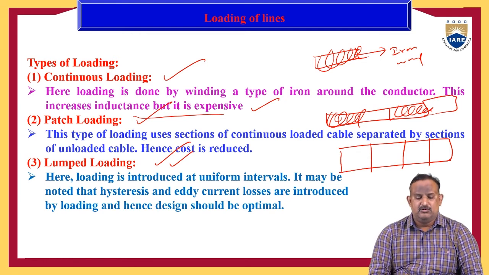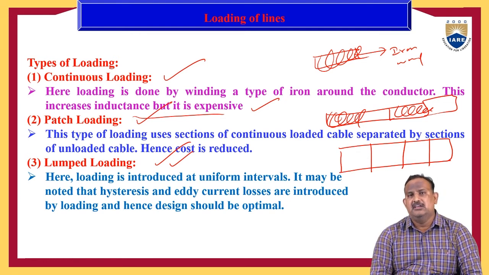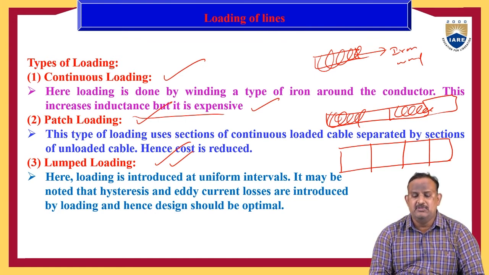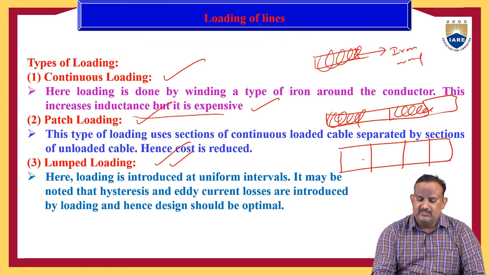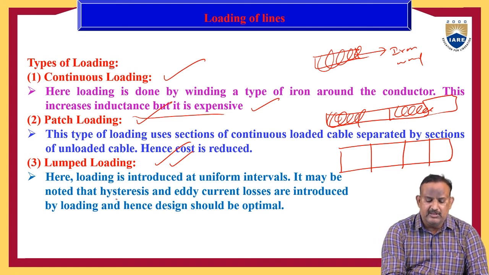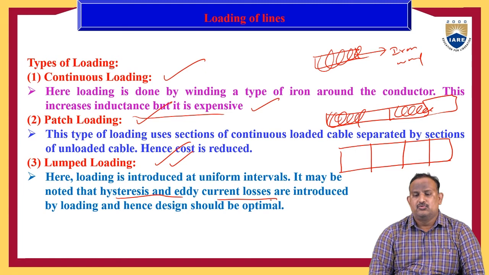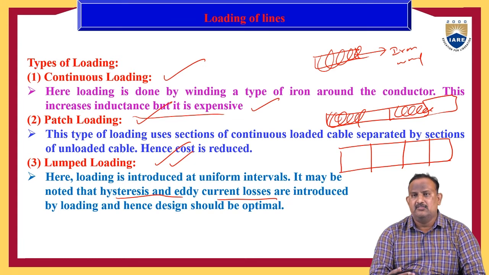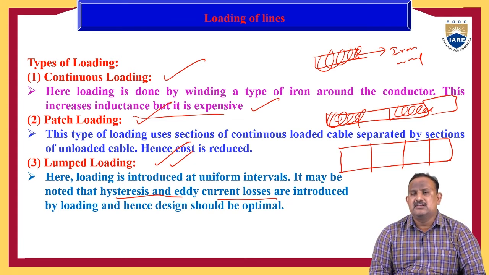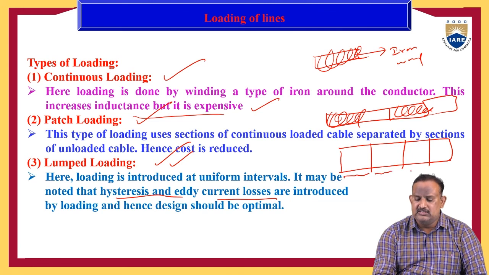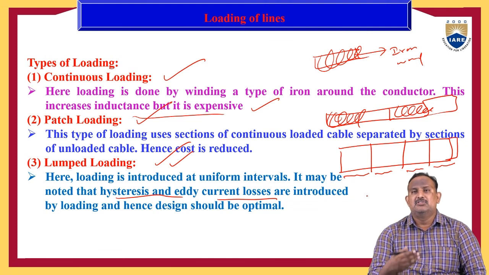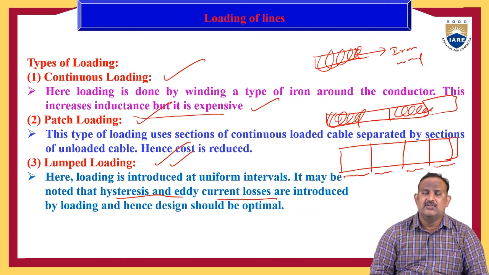It may be noted that hysteresis and eddy current losses are introduced by loading, and hence the design should be optimal. While loading the conductor using lumped loading, we may have hysteresis and eddy current losses. To avoid those losses, we need to choose the design considerations optimally to minimize them, and the intervals should be uniform while winding the conductor. So these are the different types of loading of a transmission line.